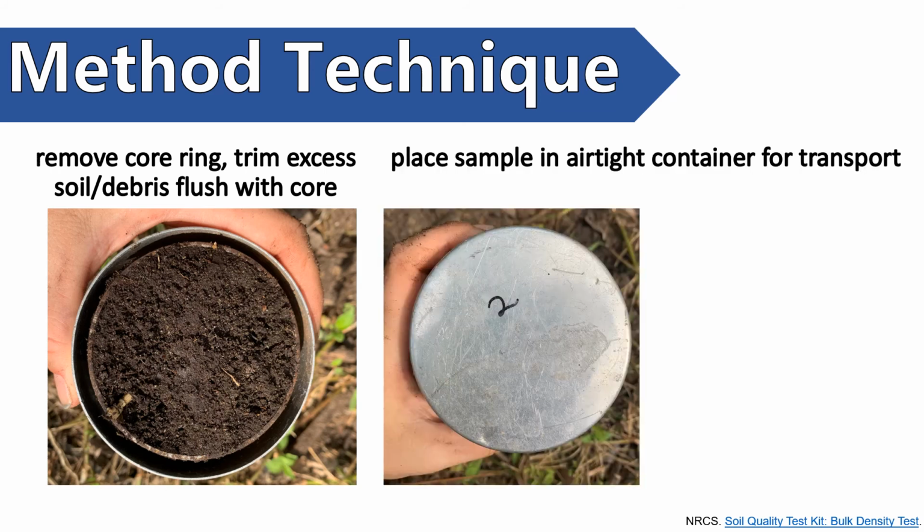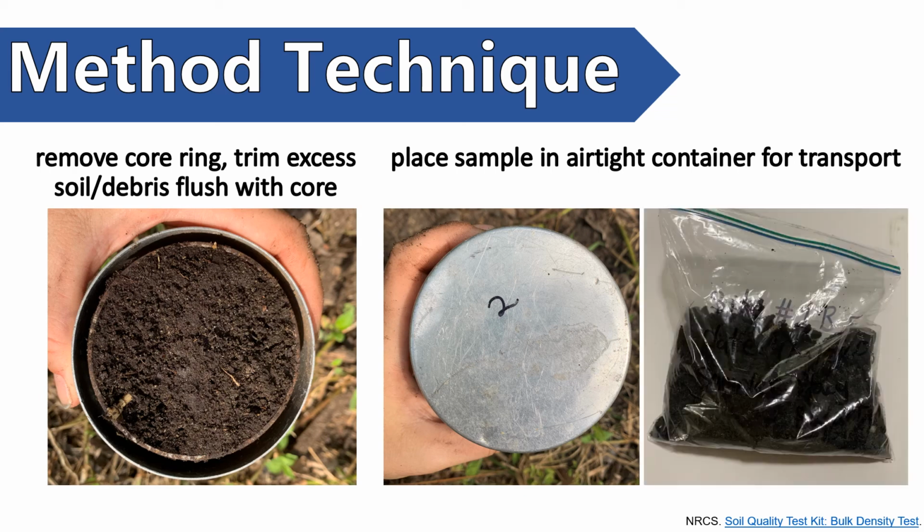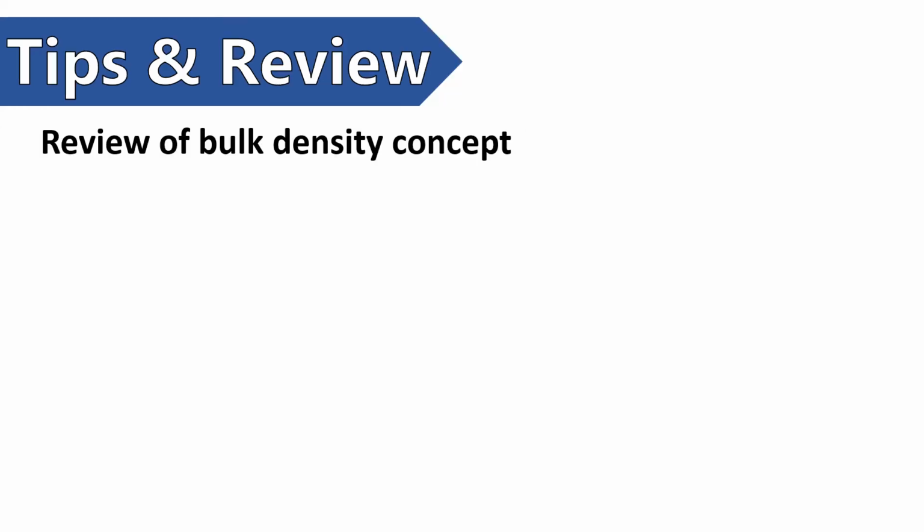If you are not sampling more samples than the number of containers you have, you can simply put the container lid on and take it back to the lab. If you have more samples to be taken than the number of containers, you can also just put them in Ziploc bags or other soil sample containers for transport needs. That concludes the overview of the NRCS's protocol for bulk density sampling using a soil core ring.